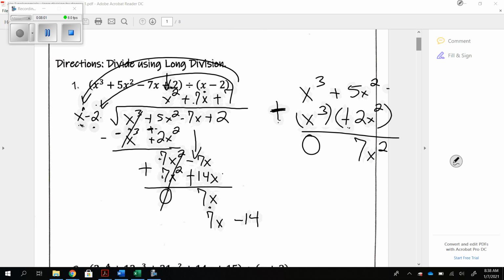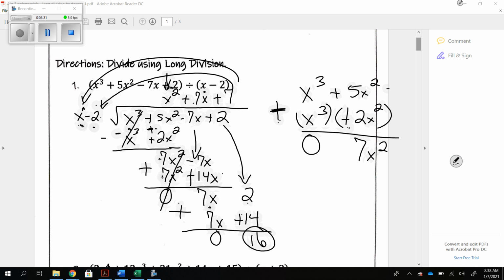All right. We drop this 2 down, and then we're subtracting this whole thing. So 7x minus 7x is 0. That's what we want. 2 minus negative 14. Again, that turns it positive. So 2 plus 14 is 16. All right. We notice there's nothing else to divide by. Okay, there's no next number. This is going to be our remainder.